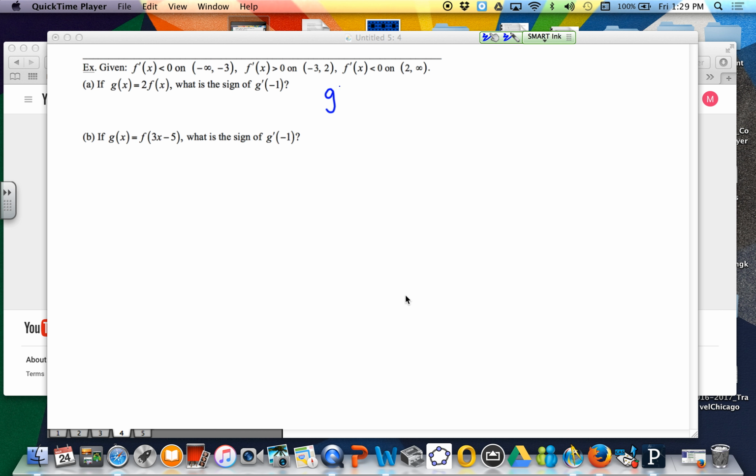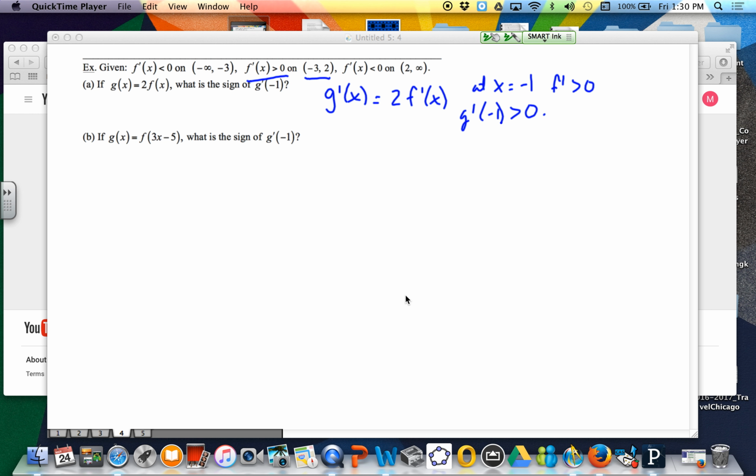Well, analytically, g prime of x is 2 times f prime of x. Does that make sense? At x equals negative 1, f prime is greater than 0 because negative 1 is between negative 3 and 2, and we were told that f prime is greater than 0. Hence, g prime of negative 1 is also going to be greater than 0. Does that make sense? I hope it does.